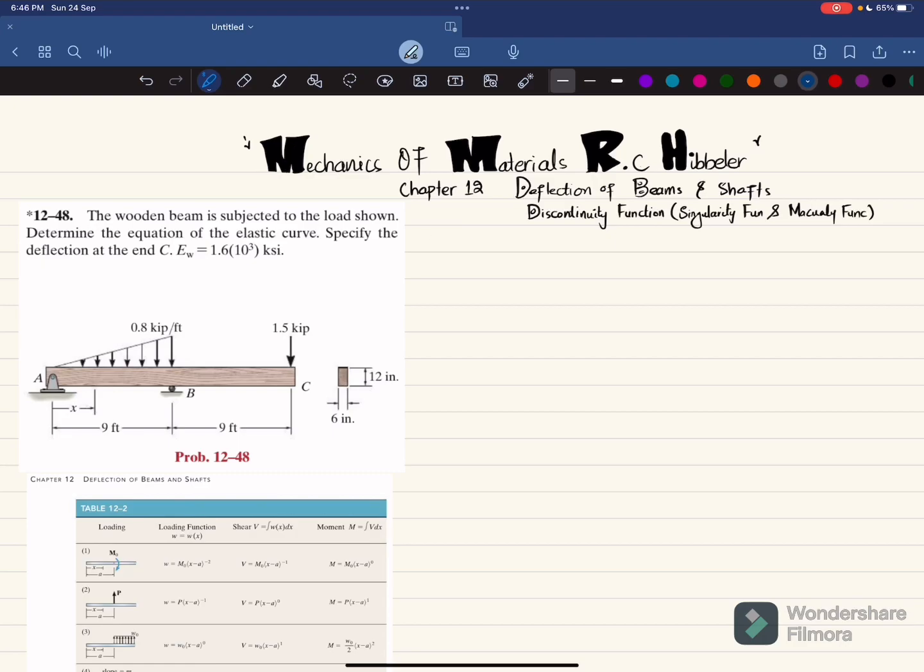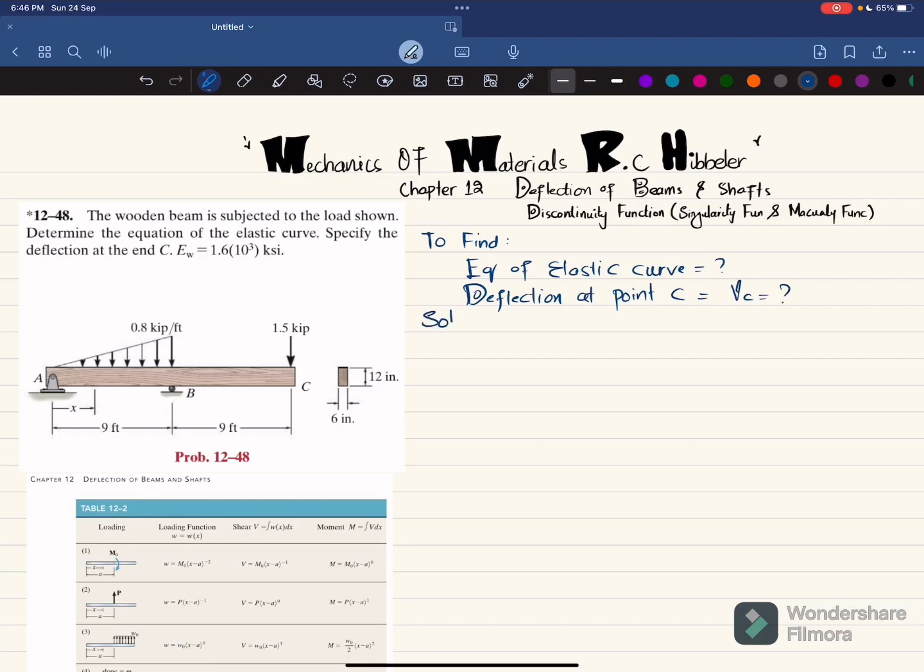So we have to find the equation of elastic curve, and we have to find the deflection at point C, which is equal to VC.